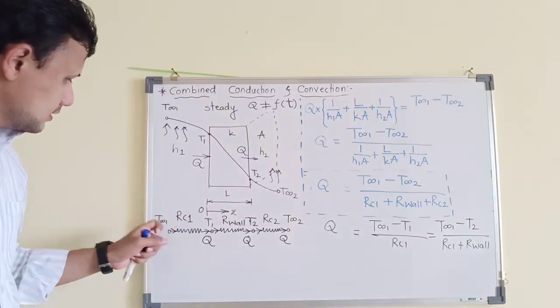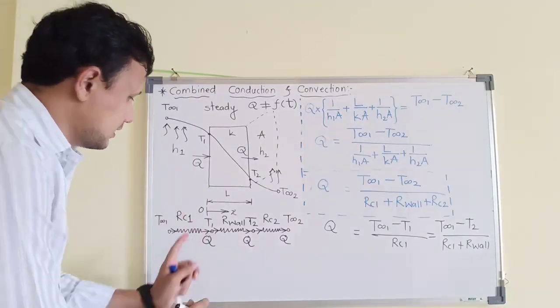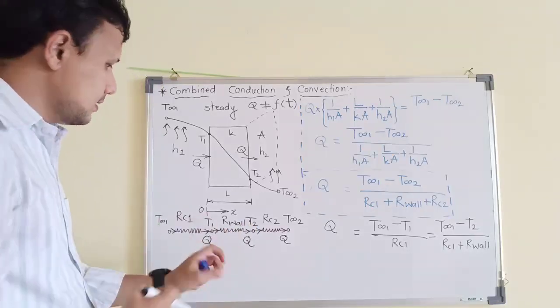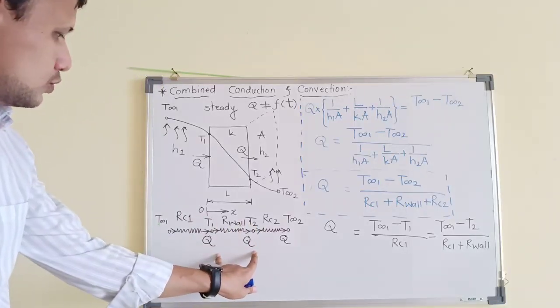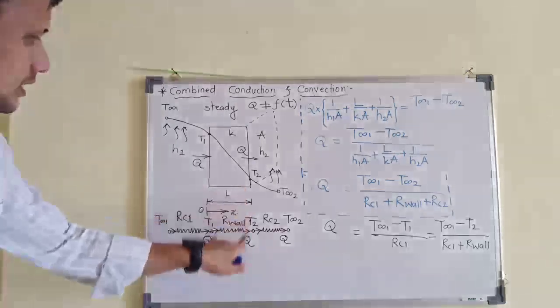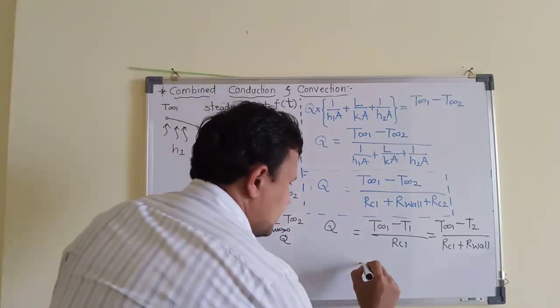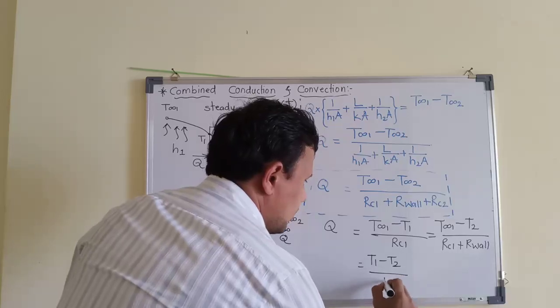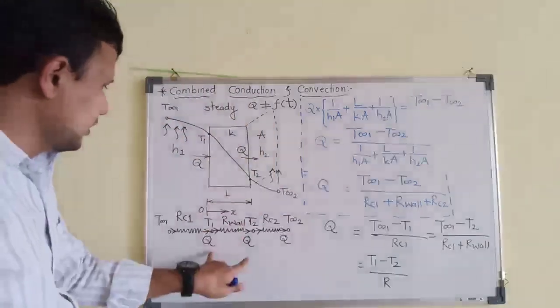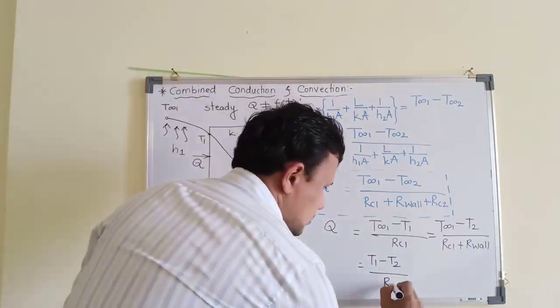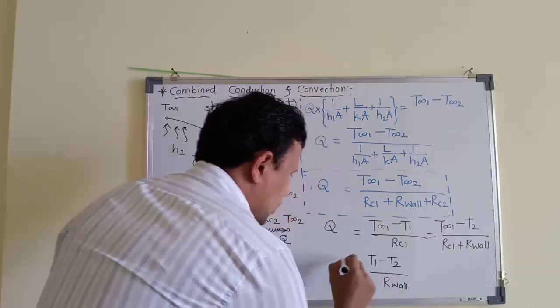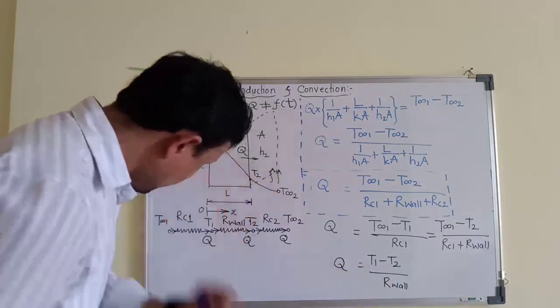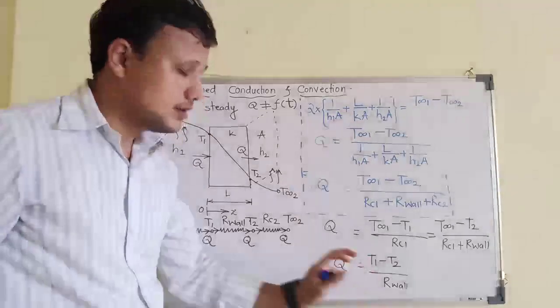Suppose I am not interested in T infinity 1, I am interested in this passage, T1 to T2. I can simply choose the passage, I can simply choose the nodes, and whatever comes in between those nodes, so that gives me Q equal to T1 minus T2 simply upon the resistance corresponding to that, which is the conduction resistance, so that gives me R wall. This will be the heat transfer rate Q.